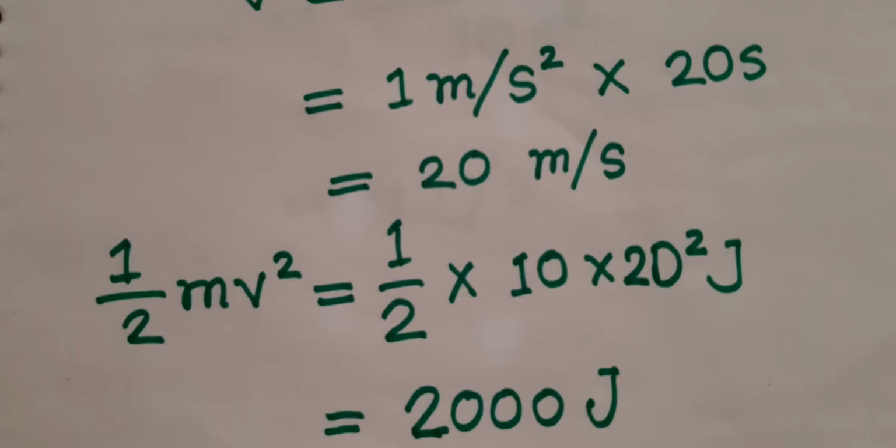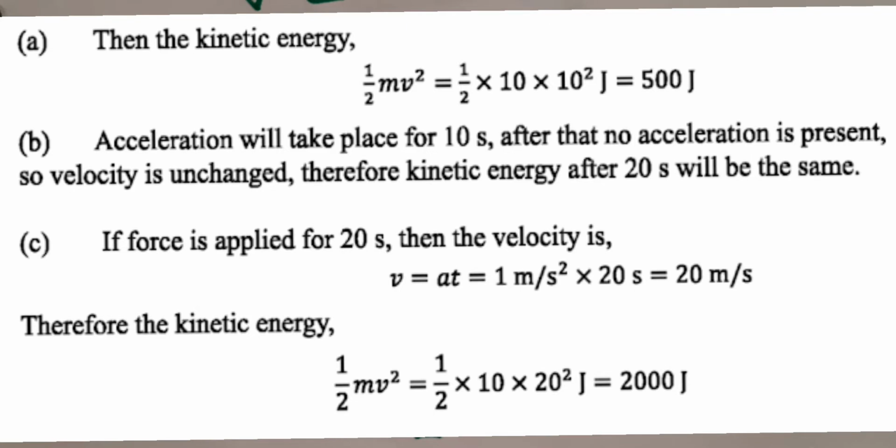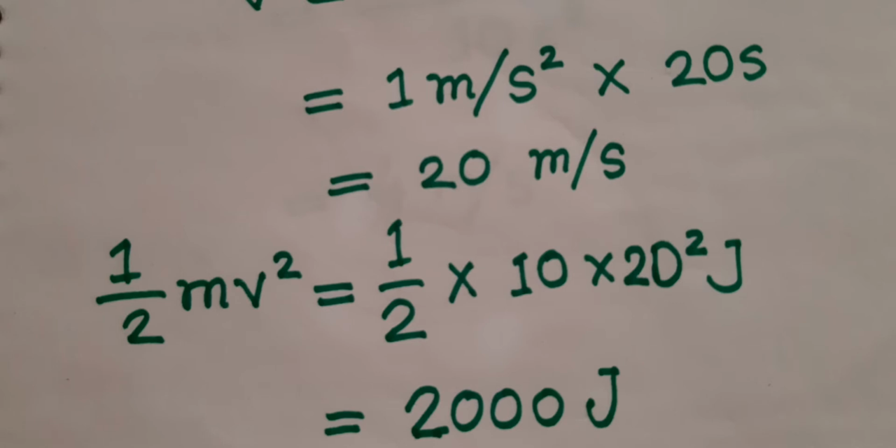Half mv square. So here half m, m is 10. We know that 10 kilogram is the mass, and v square is 20 meter per second squared. That is the joule. So if you use a calculator, we get 2000 joule.